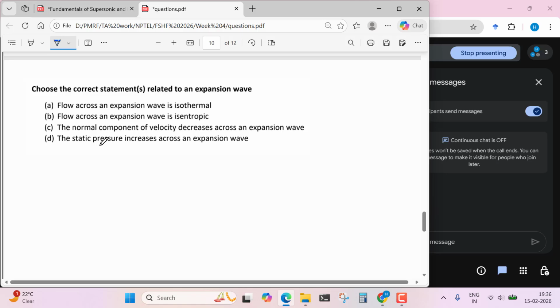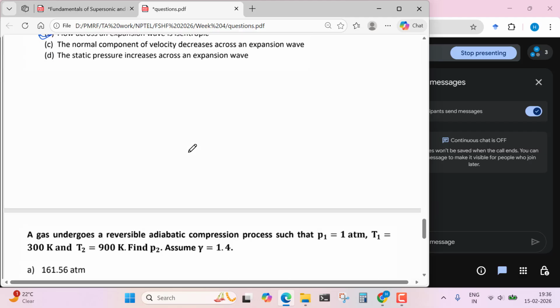Next problem. Choose the correct statement or statements related to expansion wave. A. Flow across an expansion wave is isothermal. Is it correct or wrong? B is correct. Flow across an expansion wave is isentropic. C. Normal component of velocity decreases across an expansion wave. This is wrong because velocity increases across an expansion wave. D. Static pressure increases across an expansion wave. This is also wrong because static pressure decreases.